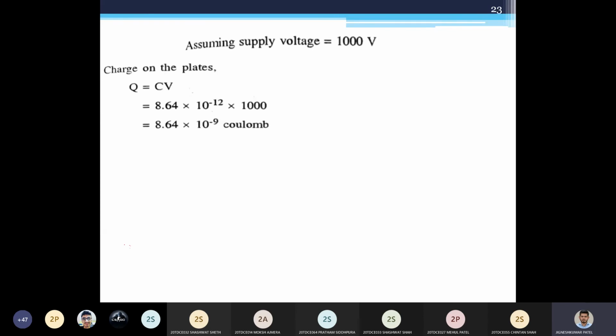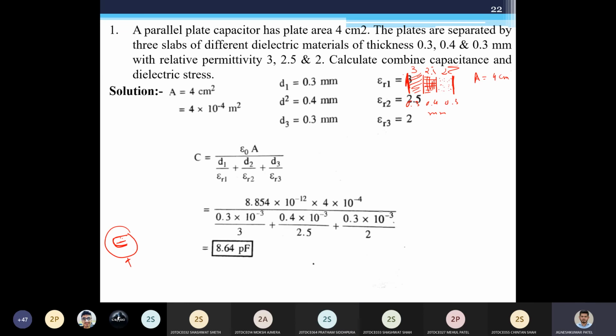How to do that? First of all, we must know the charge available on my plate. So first I'll find Q. From this Q, I'll find my D. How? We know that D is equal to Q by A. And from this D, I can get my E. E is equal to D upon epsilon 0 epsilon R. This is the way I can get my E. But there would not be a single E, there would be 3: E1, E2 and E3. For each separate material, my electrical stress will be different.